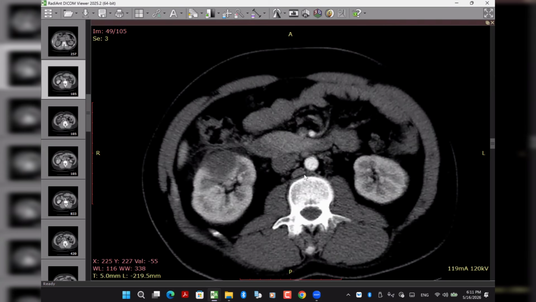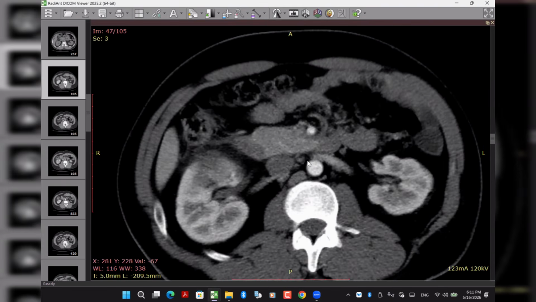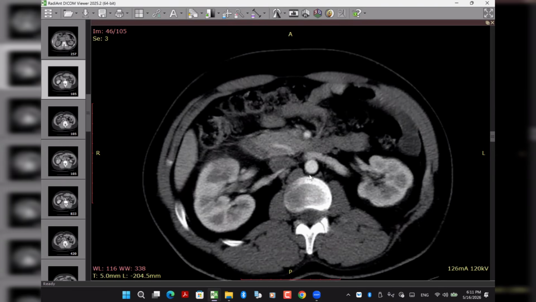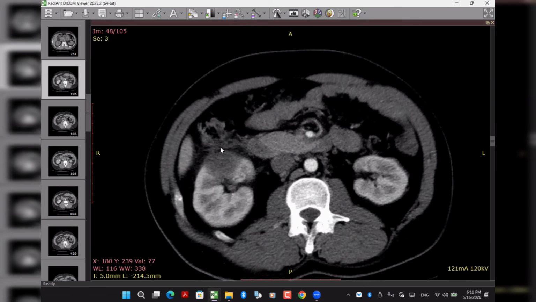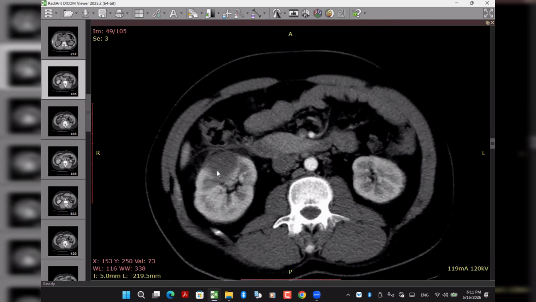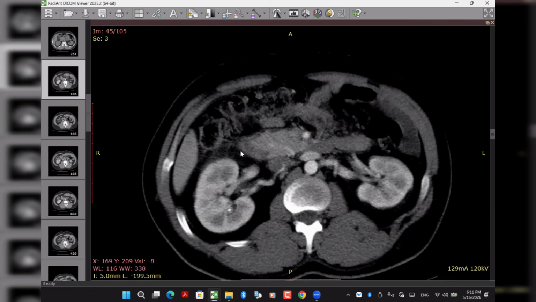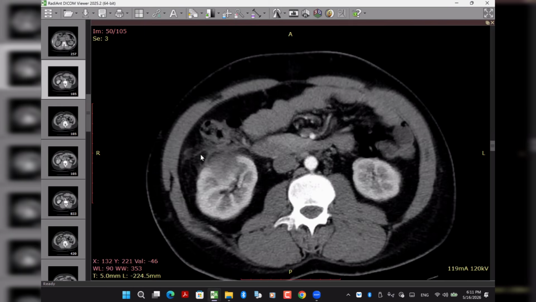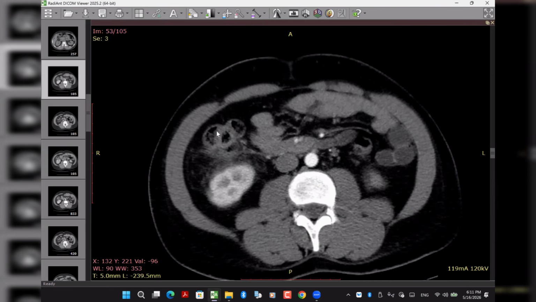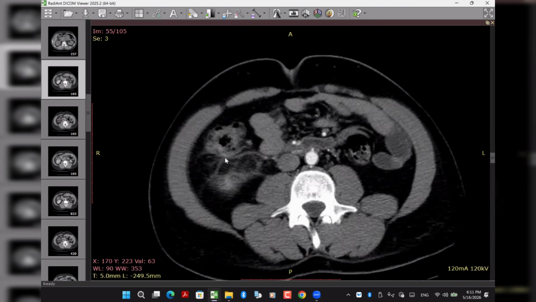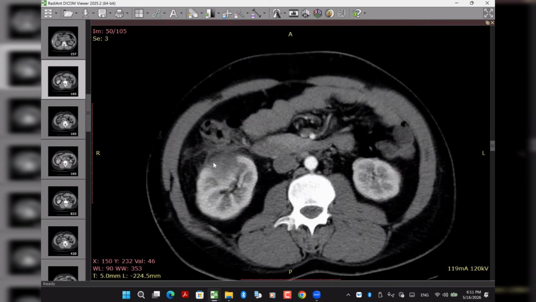You still with me? Yes, yes. So this is actually a case of pyelonephritis with lobar nephronia and the extension of the inflammatory process into the perinephric fat planes, and also involvement of the colon, the ascending colon. Right, here. Okay, yes.